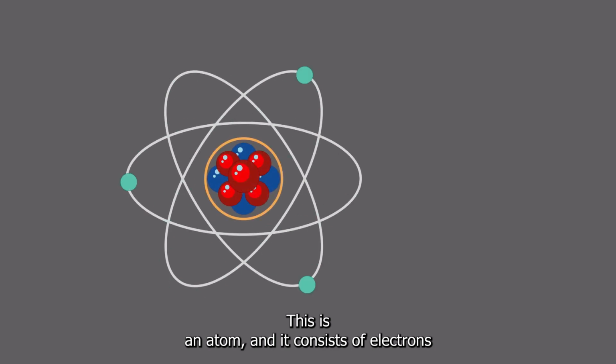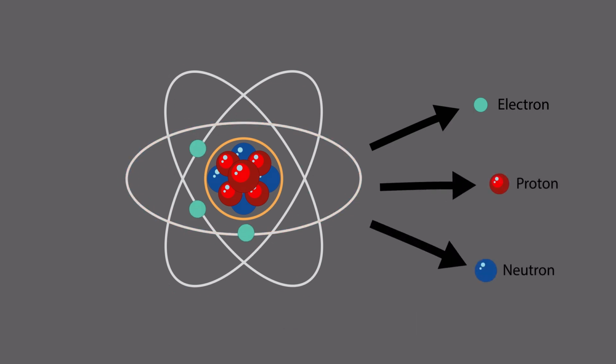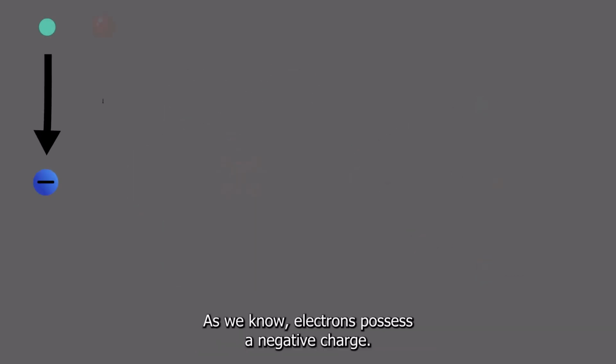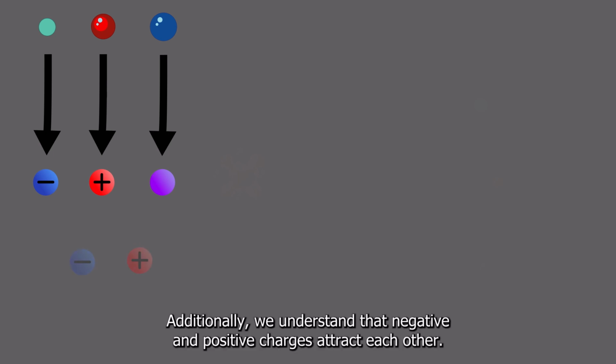This is an atom, and it consists of electrons that revolve around the atom in paths known as orbitals, and it also consists of protons and neutrons that form the nucleus. As we know, electrons possess a negative charge, protons possess a positive charge, while neutrons possess a neutral charge. Additionally, we understand that negative and positive charges attract each other.